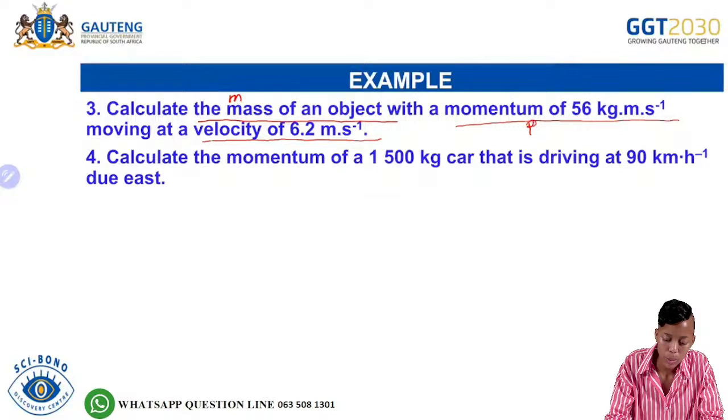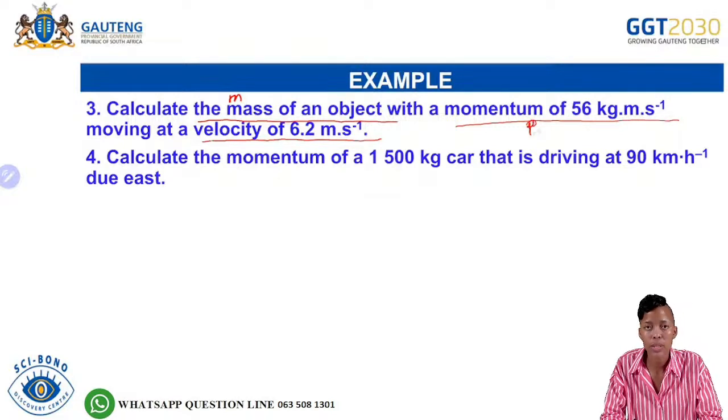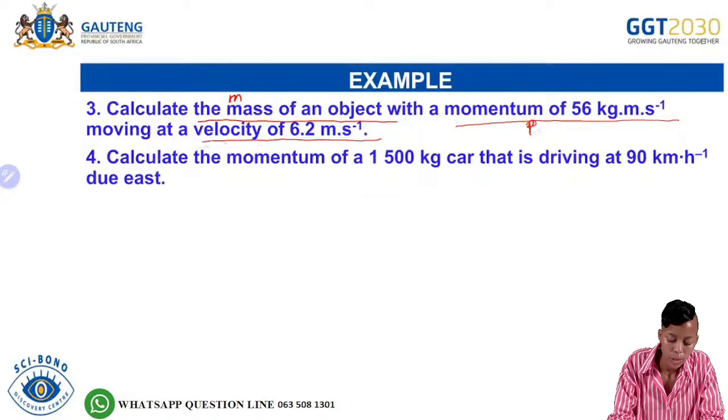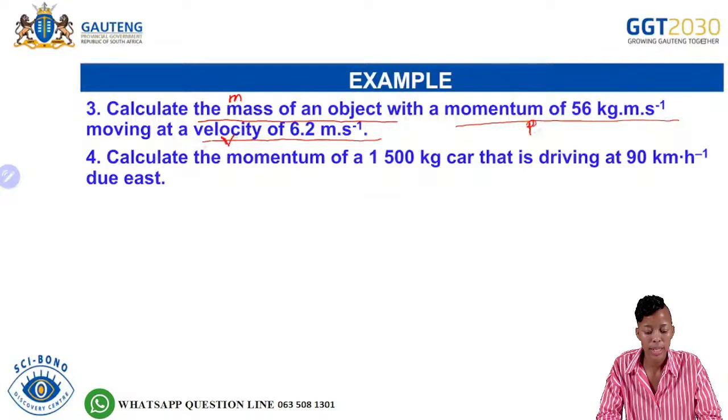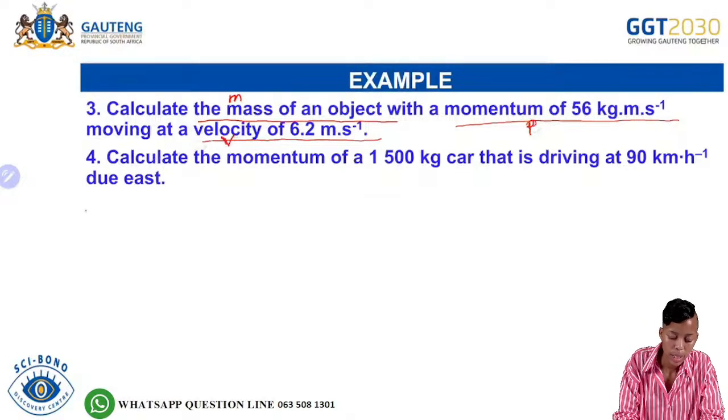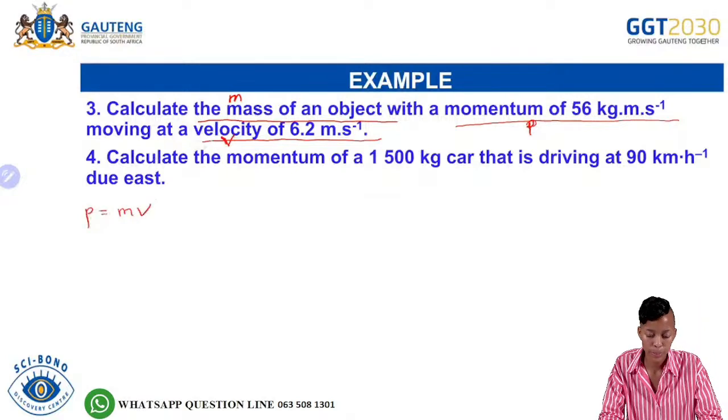Our momentum is what? Our momentum is letter P. And then moving at a velocity of what? Velocity is letter V. So what's the next step? You are going to use your formula sheet there and look for the formula of momentum, so that you can be able to calculate your mass. What is the formula of momentum again? It's P is equals to mv.